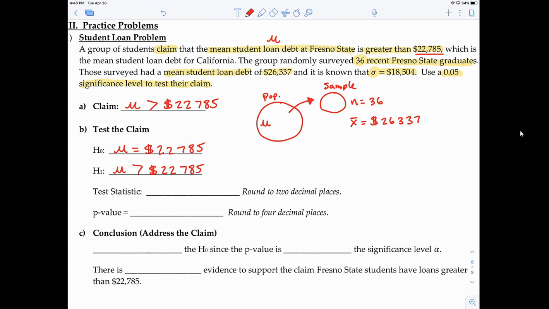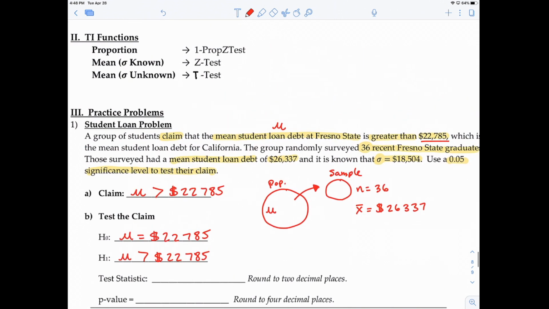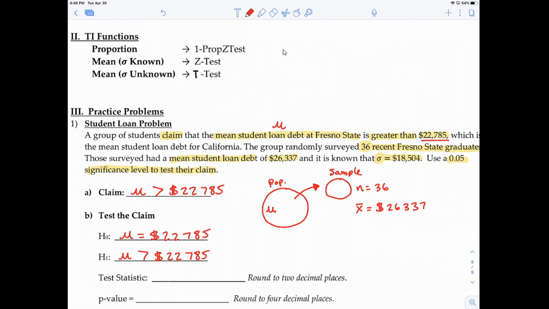All right, so to get the test statistic and the p-value, there are formulas and procedures to get that, but we're going to use the TI-84 instead, right? That's kind of like the easy way to go about it. So because this hypothesis test is involving a mean, we're going to use either a z-test or a t-test. In this case, we're going to use the z-test because we know sigma, right? Sigma is given right here, 18,504. So we know we're going to use a z-test.